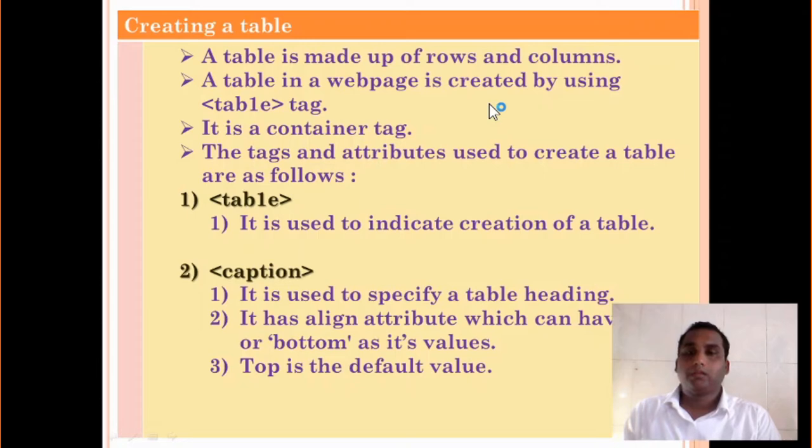Table tag. The table tag is used to indicate the creation of a table. To tell the web browser that whatever content is written below should be in a tabular format, we write a table tag. Caption tag, it is used to specify a table heading. For the heading of a table, we make use of the caption tag. It has an align attribute which can have top or bottom values. That means the caption can be displayed at the top of a table or at the bottom of a table. By default, it displays the caption on top, and the text written between the opening and closing caption tag is displayed as a caption to the table.